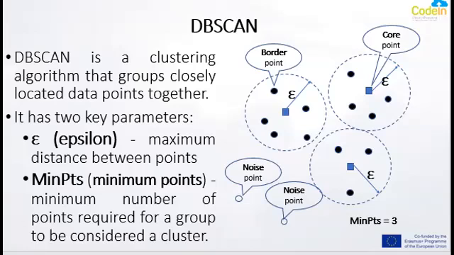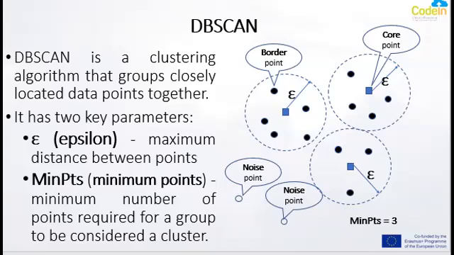In DBSCAN, 2 important parameters are epsilon and minimum points. Epsilon is a distance parameter that specifies the maximum distance between 2 points for them to be considered part of the same cluster. Points within epsilon distance of each other are said to be directly reachable. Minimum points is a threshold parameter that specifies the minimum number of points required for a group of points to be considered a cluster. Points that are not part of the cluster are considered noise.